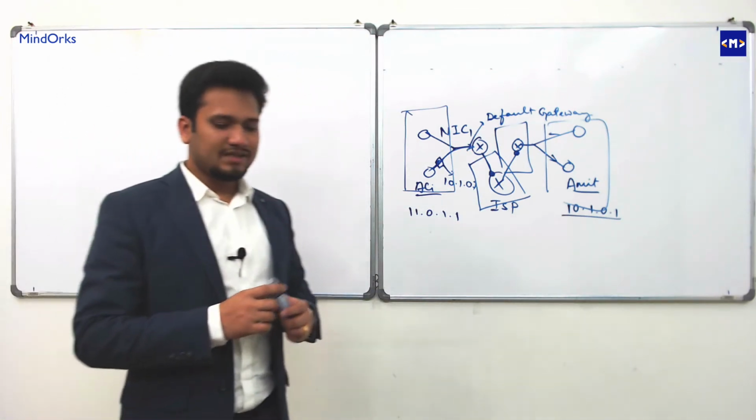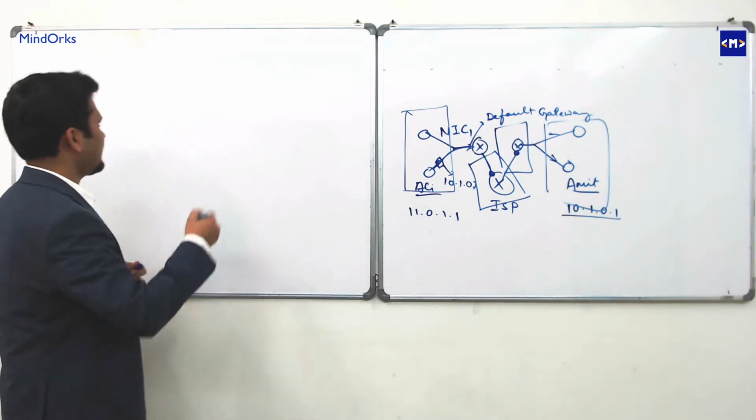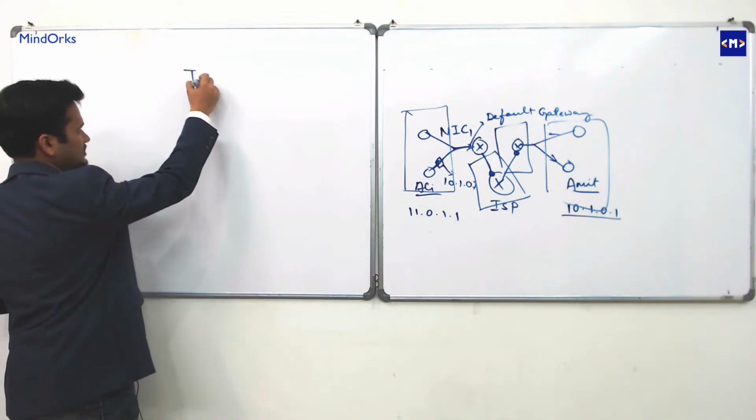Now in order to understand the internet, I can say that the internet is a layered structure.